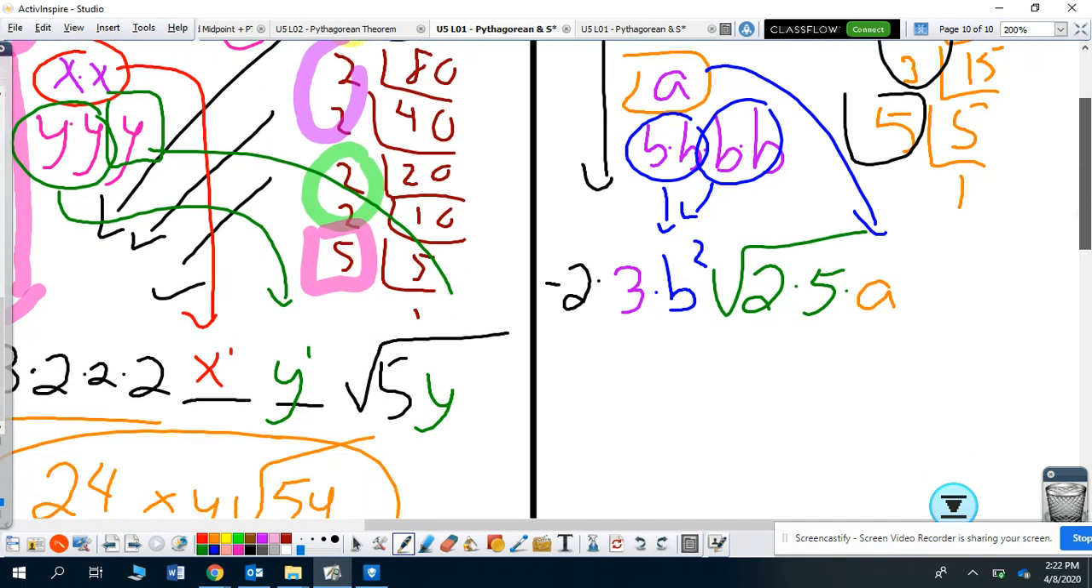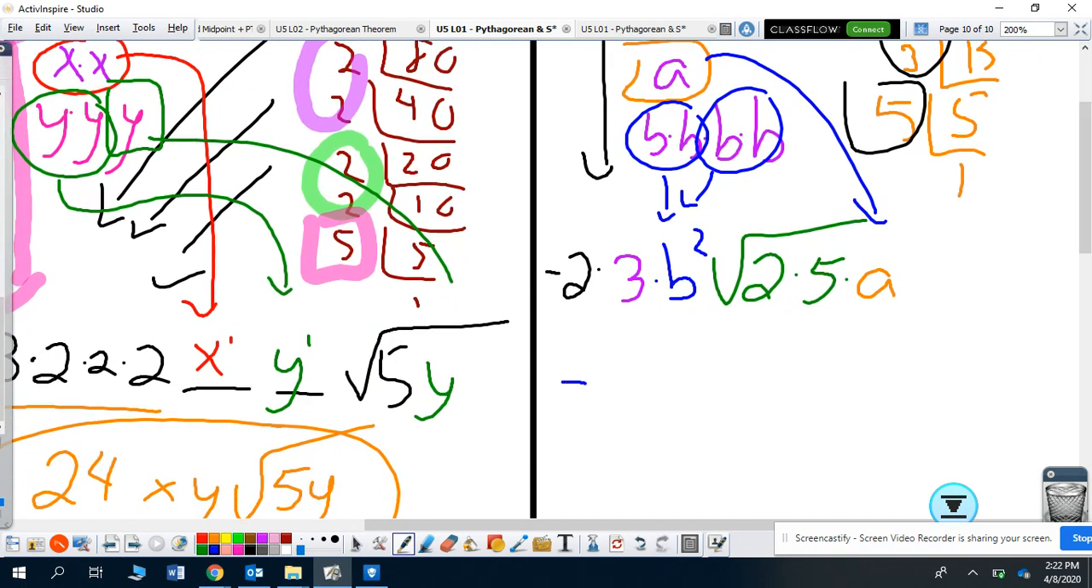So we finally simplify our answer here. We're left with negative 6 b squared square root of 10a. That would be your final answer, because we're left with our negative 2 and 3 multiplied together, b squared, 2 times 5 is 10, and so there you go.